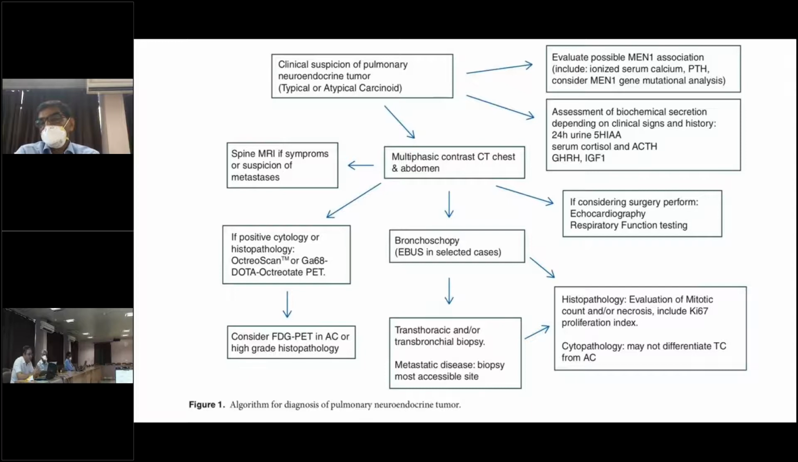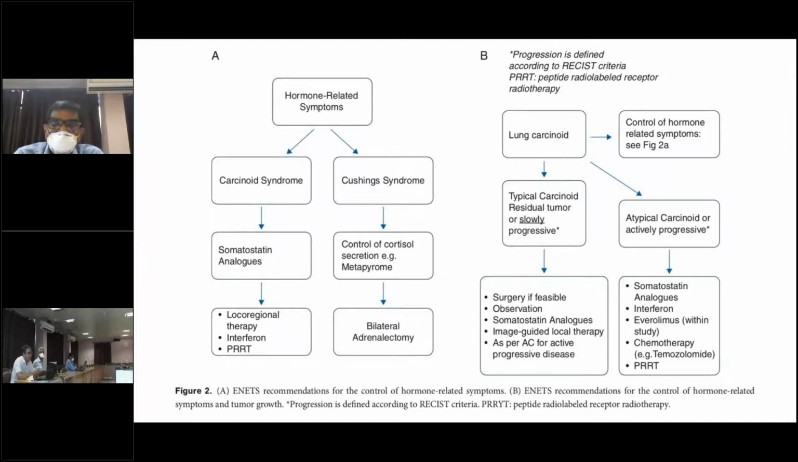The number of mitotic cells, if it is less than 2 in a 2 millimeter square area on the histopathology slide, then it is a typical carcinoid. Between 2 and 10 is atypical carcinoid, and more than 10 is considered the carcinomatous variety, which can metastasize easily. So it can present with hormone-like symptoms, carcinoid symptoms, and Cushing symptoms, and this is telling you about the medical therapy which can be offered to these patients, but I will leave this area.